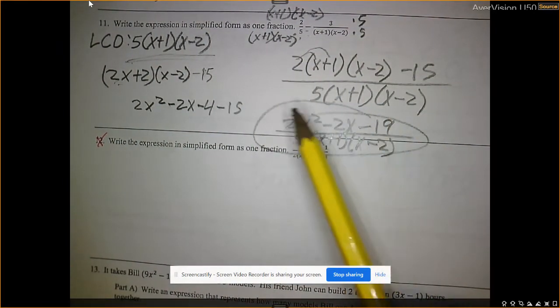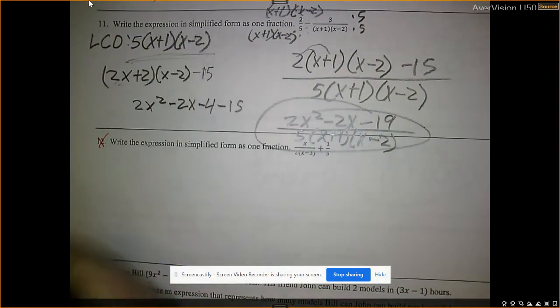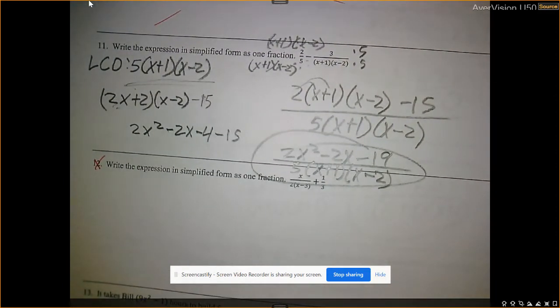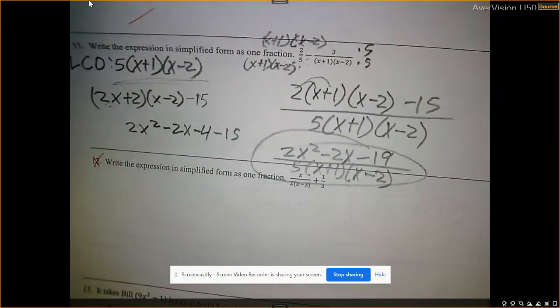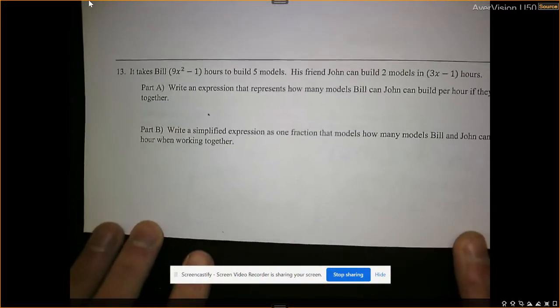Then it's just simplifying by FOILing it out. You would get most points just by getting it there. The least common denominator is the very important part here, so you know what to multiply each fraction by, both the top and the bottom. Okay, skipping 12 for now.